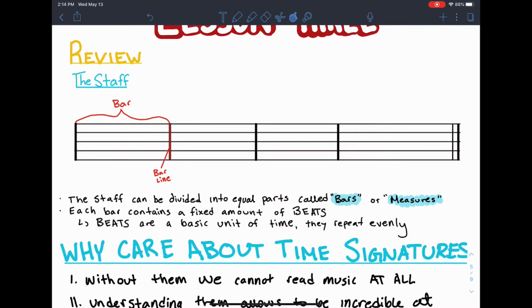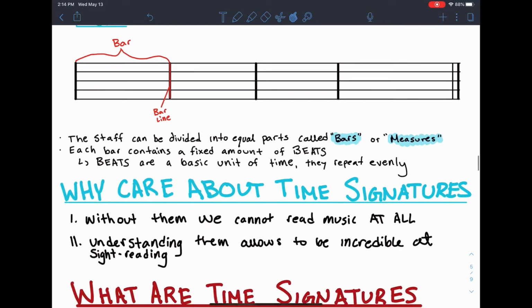If you don't know what a beat is, the technical definition is that it's the musical unit of time, and beats repeat at even intervals. Another way to think about it: if you've ever listened to music and tapped your foot to a song, that is usually the beat. So the beat is just a regular pulse that plays at a regular interval, and each bar contains a certain amount of beats. The next question you might ask is, how do we know how many beats are in a bar? And the answer is time signatures. Time signatures do other stuff, but one of the main things they do is tell you how many beats there are in a bar.